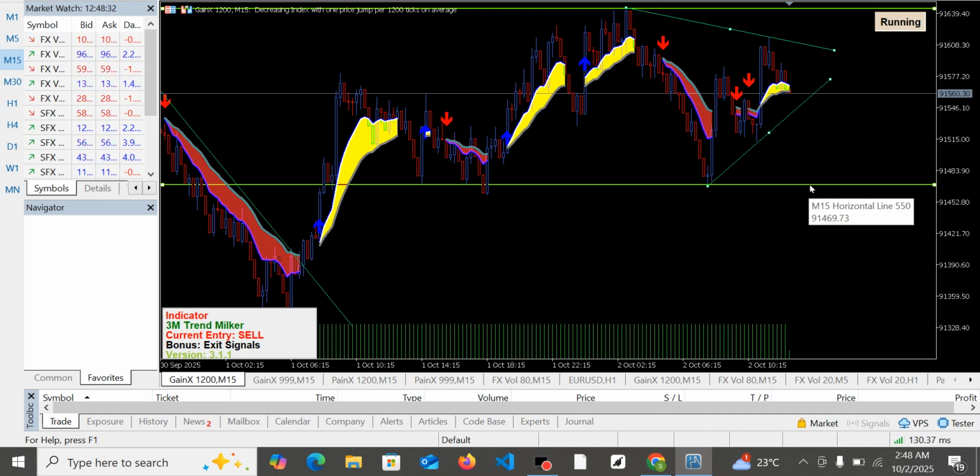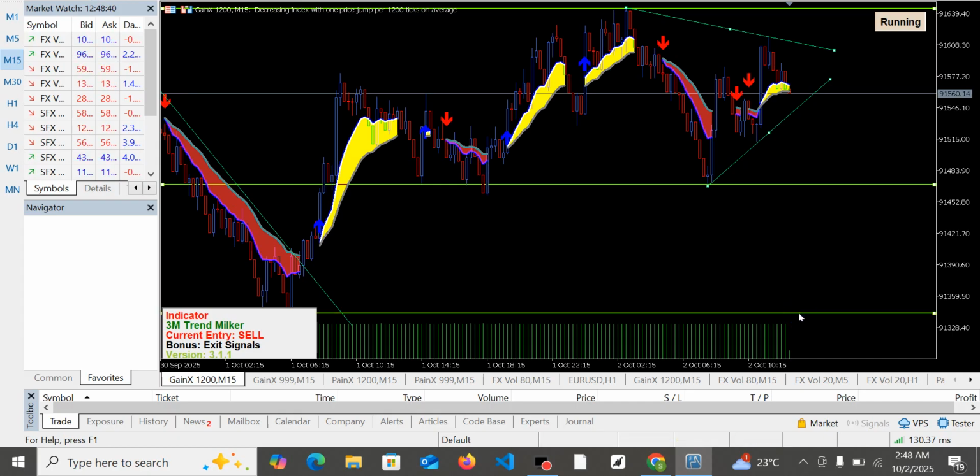Okay, so you should prepare for that. And if it breaks out from here, then it's going into a full downtrend, and we should expect it to sell more and may likely get to this particular spot. So this will give us huge profit if you follow this instruction. In case you don't know the asset I'm analyzing, it is GainX 1200 on the 15 minutes time frame. So watch out for that.